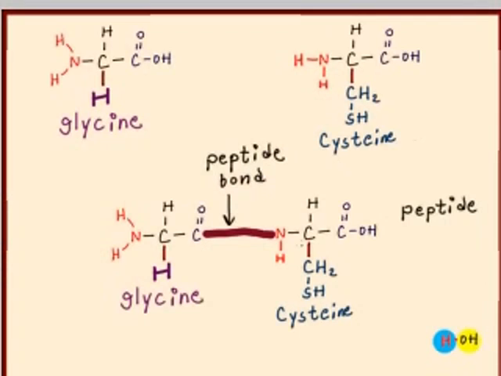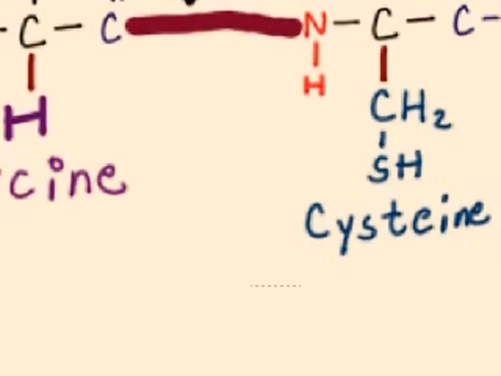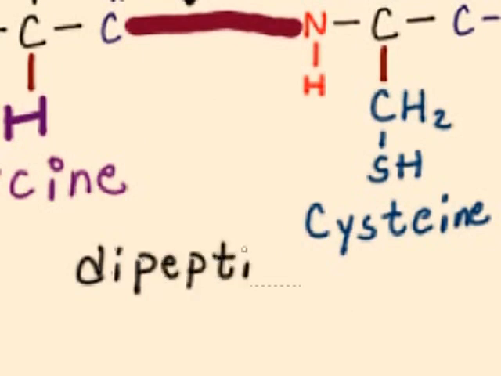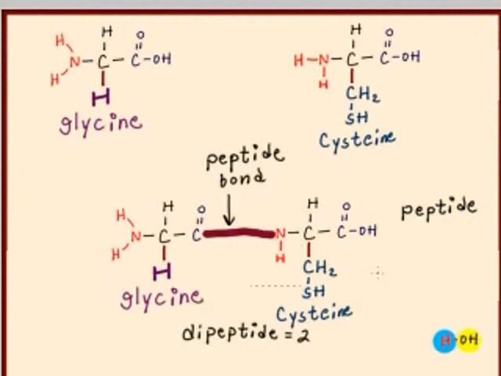And since this peptide is made of 2 amino acids, we can give it another name. We can call this peptide a dipeptide. So a dipeptide equals 2 amino acids. And that's what we have here. So let's identify a few general terms.